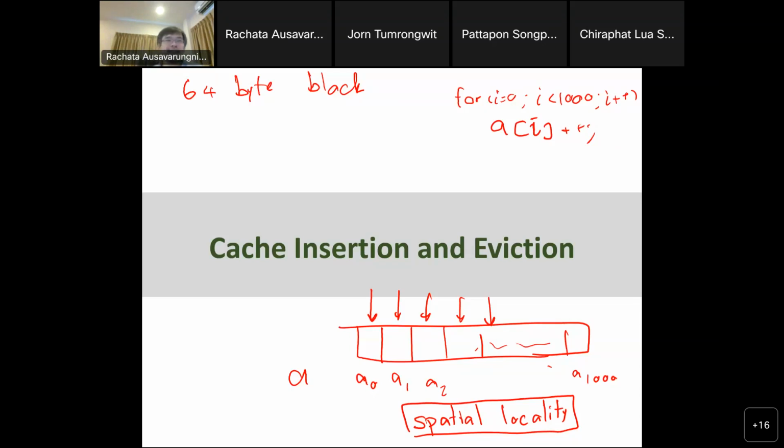So how big is the size of A0? Let's say A is an integer. How big is that? 4 bytes, right? So when I access A0, do I bring in the entire cache block into my cache? Well, it is, right? So when I access A0, I'm going to bring the entire 64 bytes into the cache. So what can I tell about access to A1, A2, A3, A4, A5, A6, A7, A8, A9, A10, A11, A12, 13, 14, and 15?